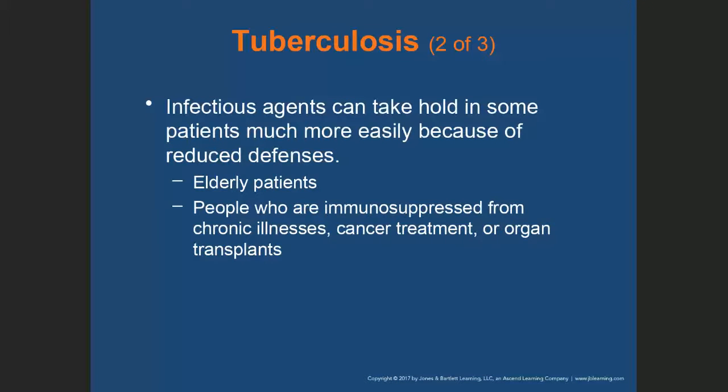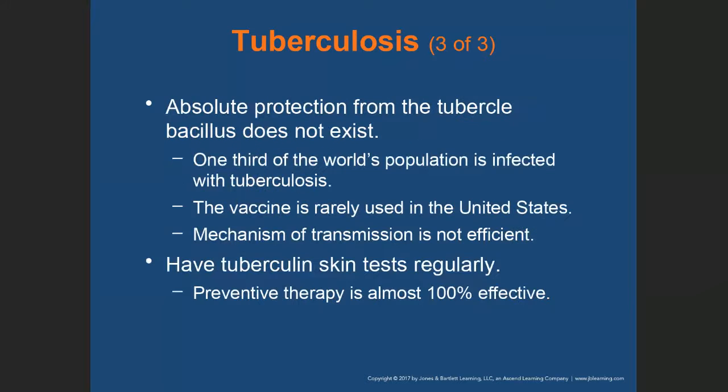Infectious agents can take hold in some patients much more easily because of reduced defense. So elderly patients are at risk. People who are immunocompromised or immunosuppressed from chronic illnesses, cancer treatment, or transplant, these patients will be at risk. Absolute protection from the tubercle bacillus does not exist, so you cannot get full protection. One third of the world's population is infected with tuberculosis, but it might not be active. So they might have it, but it's not active in their body.